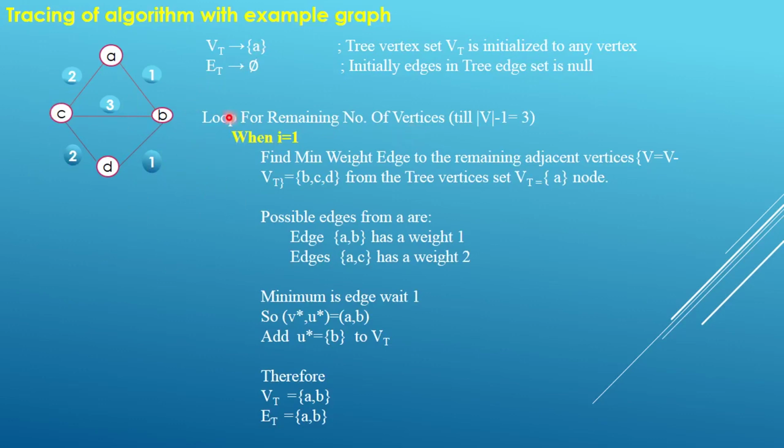That's why we have to loop for the remaining number of vertices. When the iteration is 1, find the minimum weightage from A. From A we can get only two edges to the remaining vertices B and C. So AC and AB, out of which AB has the minimum weightage. That's the reason we'll add B into the VT set and AB edge into the ET set.